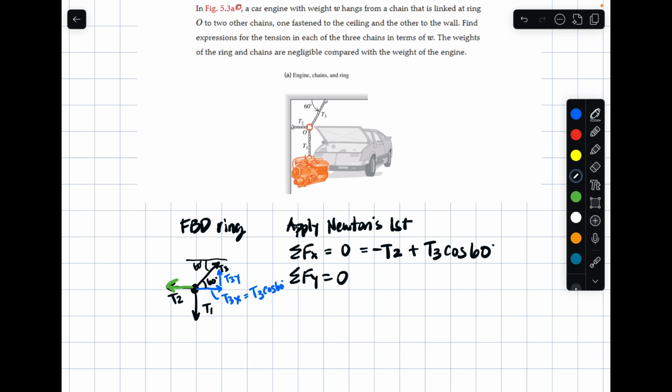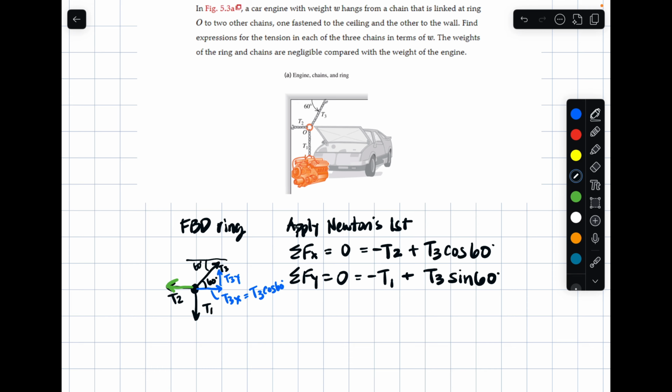And then let's add up all the forces in the Y. So we have a negative T1, and then we have a positive T3 sine 60. And now we get to the point where we have 2 equations and 3 unknowns. So we need to invoke another law in order to make this a solvable series of equations. Okay, right? We need a value for something, because you can solve 2 equations with 2 unknowns, but you can't solve 2 equations with 3 unknowns.